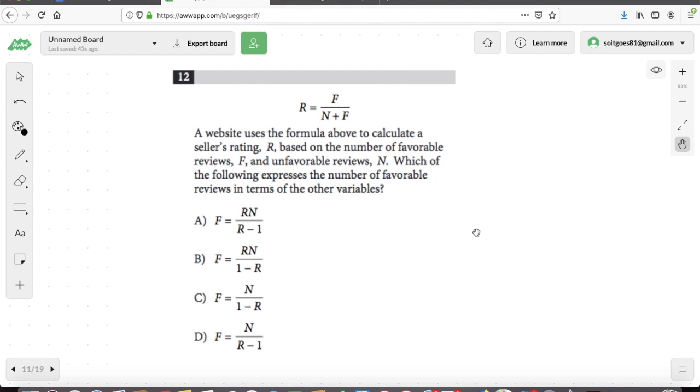Okay. So we're going to start by plugging in values for F and N. This shouldn't be a surprise at this point. I'm going to make F equal 1. I'm going to make N equal 1. What is R going to have to equal if N is 1 and F is 1? It would have to be, because at the top it would be 1 divided by 2. Yeah. So 1/2 or 0.5.